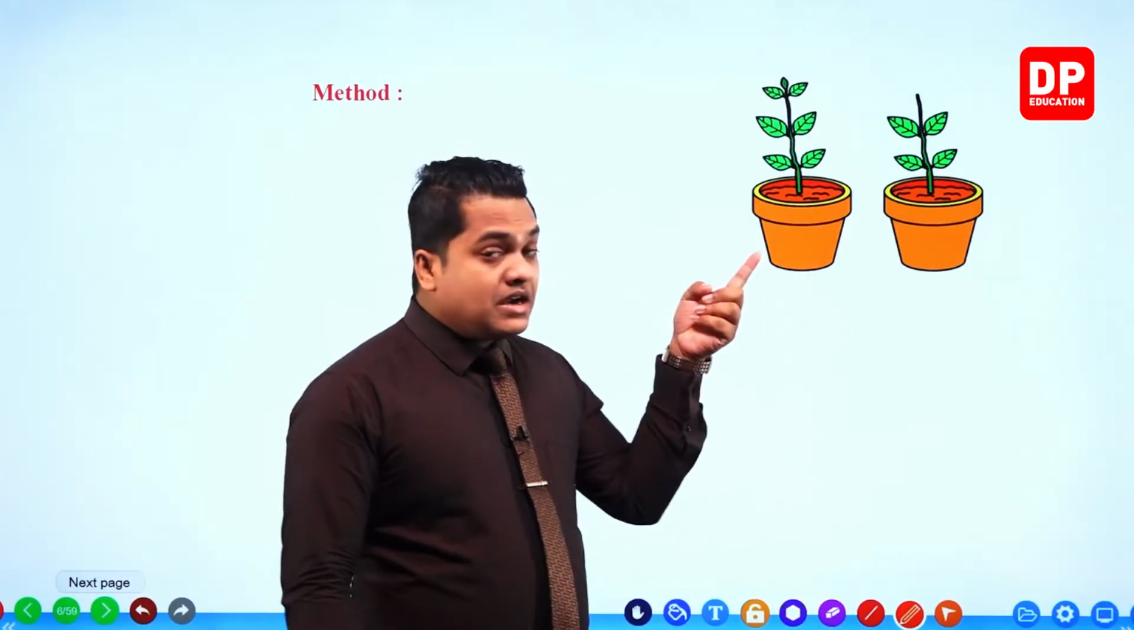If the second plant is not going to grow, if the height of the second plant is going to remain the same, then we can say for sure, or we can come to the conclusion, that the apex is going to affect the growth of a plant. Without the apex, the height of the plant will not increase. Okay, so this is our experiment.